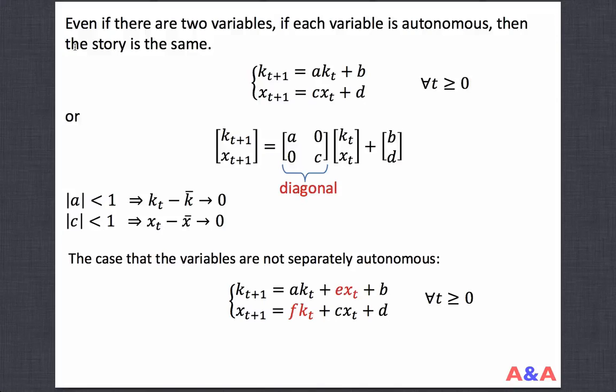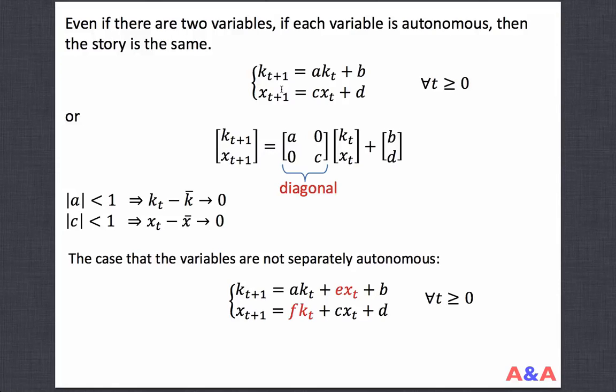Now, even if there are more than one variable, let's say there are two variables, if each variable is autonomous, then the story is the same. Suppose we have x as well. So kt plus 1 is equal to a kt plus b, this is the same. And xt plus 1 is equal to c xt plus d. They are separately autonomous because k doesn't depend on x and x doesn't depend on k.